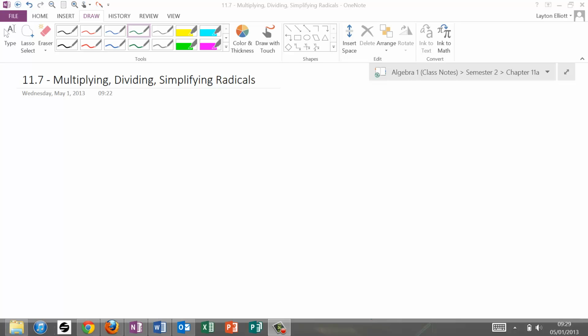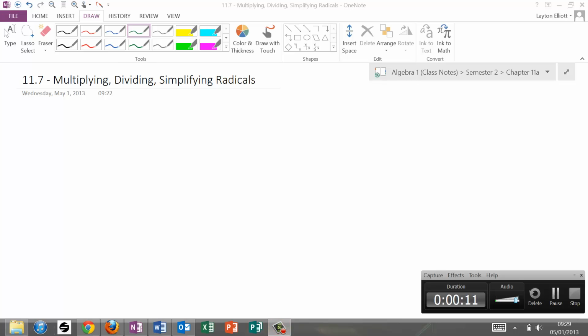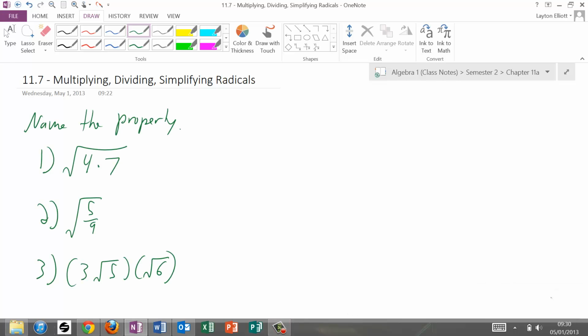We're going to be multiplying, dividing, and simplifying radicals. So we're going to start with a little game of name that property. What I'd like you to do is pause the video right now, copy down what you see on the screen, and we're going to play a little game of name the property. So pause and come back.